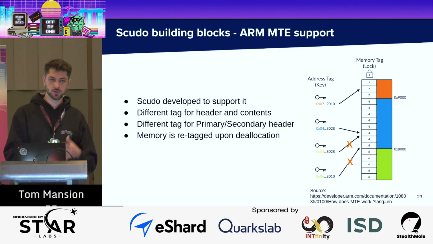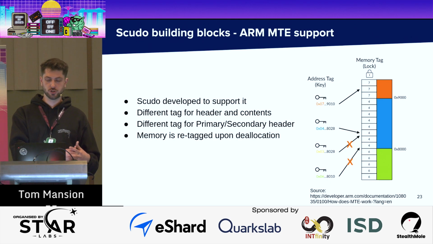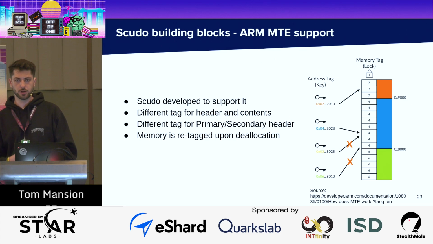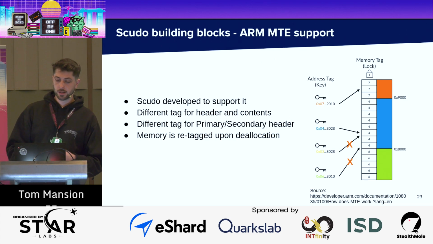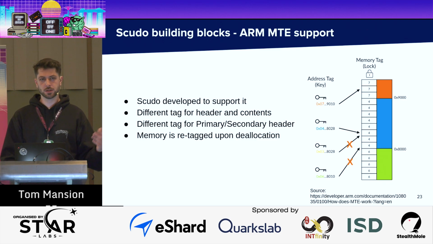For each allocation, Scudo will assign a tag to the chunk's header and a different tag to the chunk itself. For secondary allocations, there's a different tag for the primary and secondary headers. When a chunk is freed, the memory is retagged, and this completely mitigates use after free vulnerabilities. This is also why the quarantine is disabled: this mitigation completely supersedes the quarantine, so it's of no use.